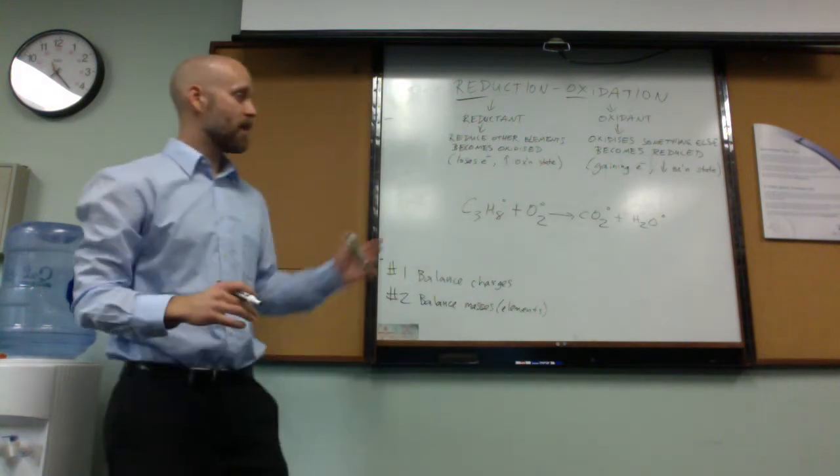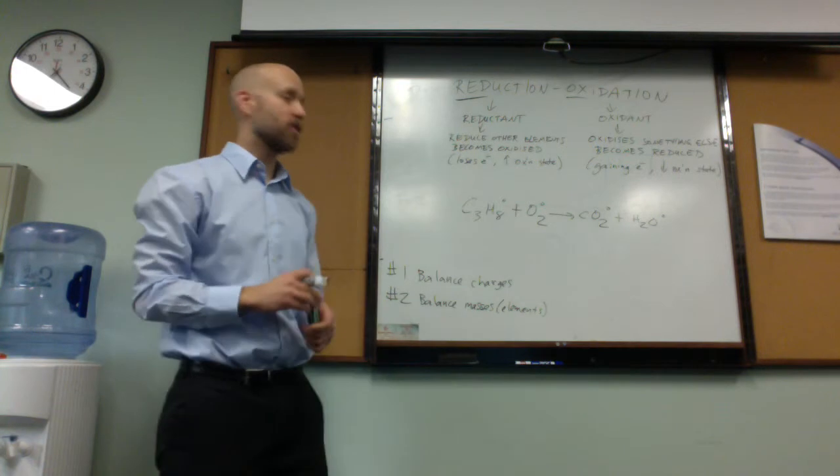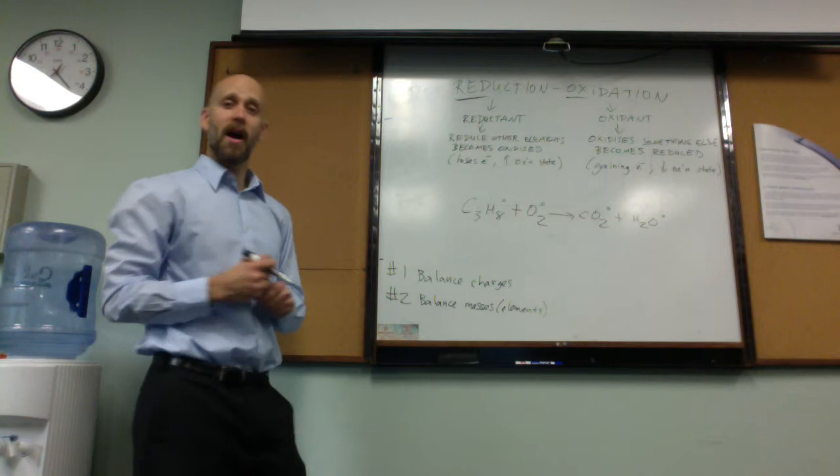So fortunately, already this satisfies rule number 1 for redox equations. We have a charge balance equation. 0 plus 0 equals 0 plus 0. We're happy. But now we have to do a mass balance in this part.